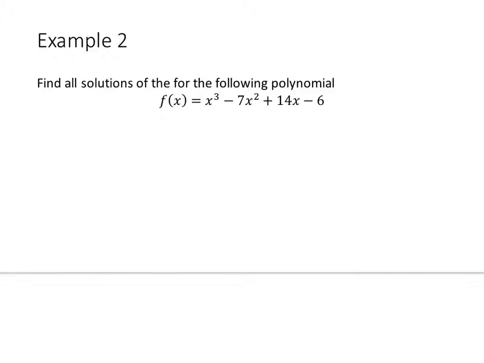Example 2, it's very similar. It's the same process. Keep using synthetic division until you find your perfect factor. Here, q is 1, and p is negative 6. My only factor of 1 is 1. For 6, I have 1, 2, 3, and 6.